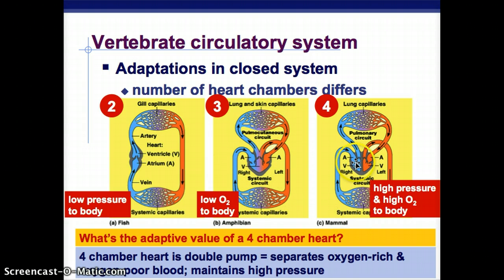And then in the 4-chamber system, it's a one straight tour. So it goes around in the heart, then it goes into the lung capillaries, then out of the lung back into the heart, and then out of the heart and back into the system. So this system has a high pressure and a high oxygen giving off to the body, low oxygen to the body, and low pressure to the body. So the 4-chamber heart is a double pump. It separates our oxygen-rich and oxygen-poor blood and maintains high pressure.